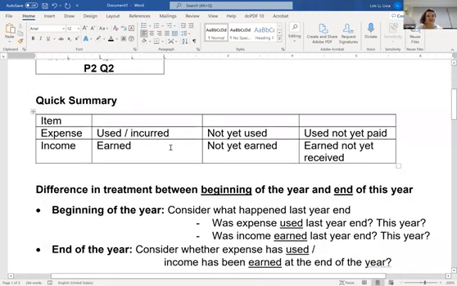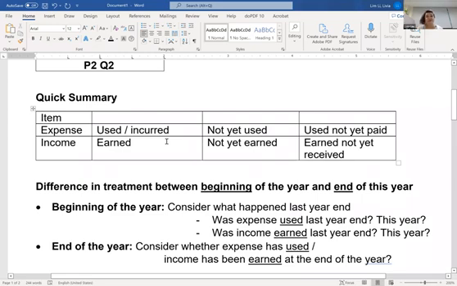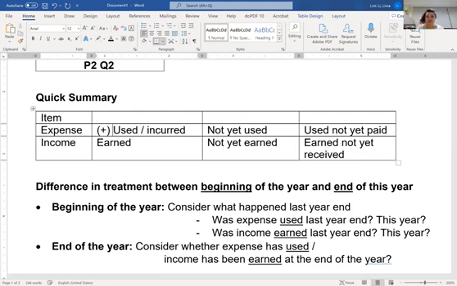But again, because I will use these terms very frequently, I just want to remind us, what does it mean if we say we have used an expense? If we have used an expense, it means that we have incurred the expense, and we will record this as an increase. We will record it as a plus. But if we have not used the expense yet, then no, we cannot record this as a plus. We should record it as a minus, even though we have paid for it.